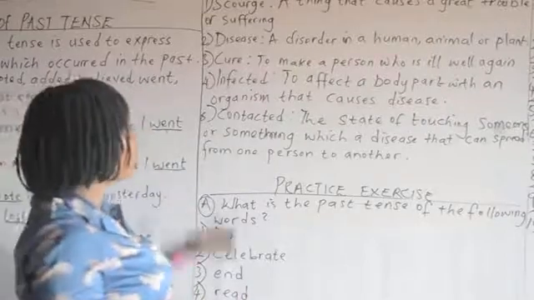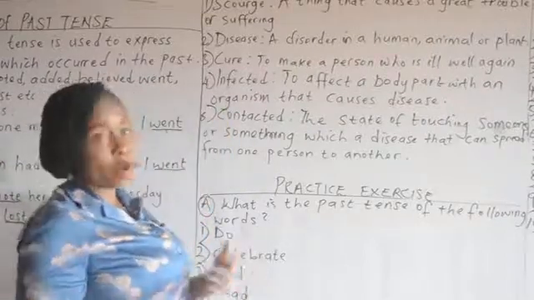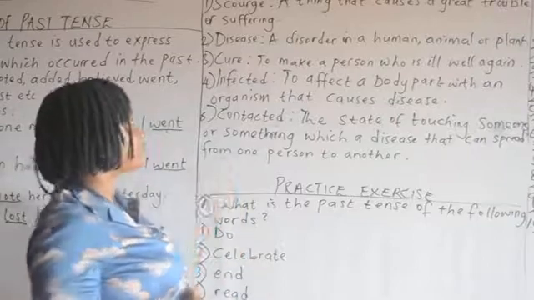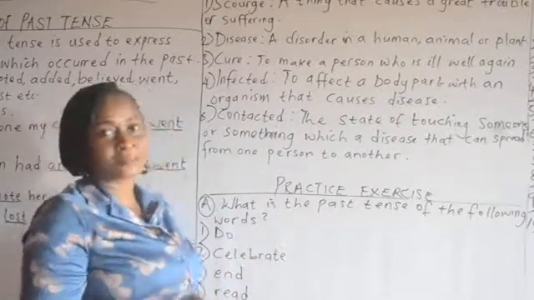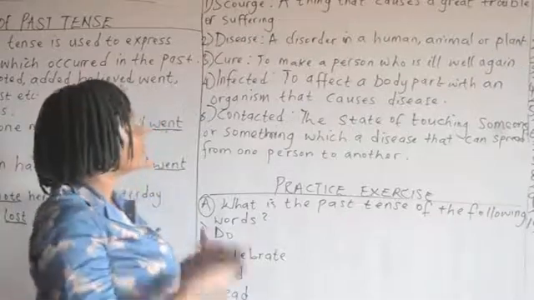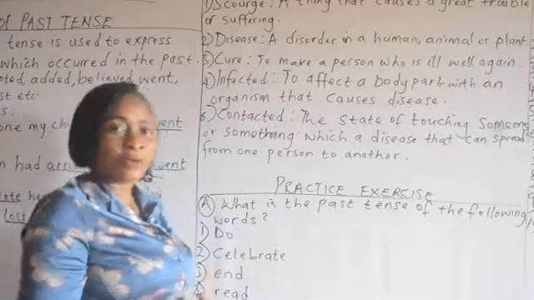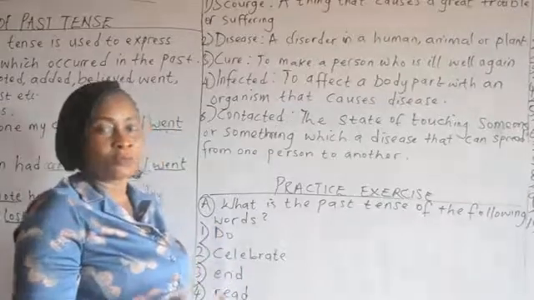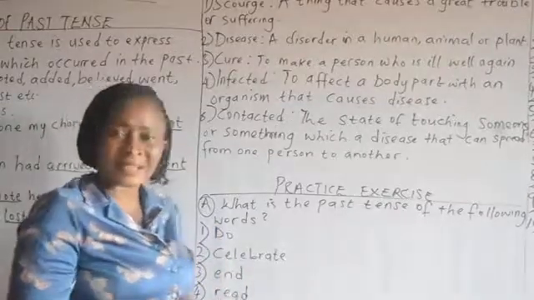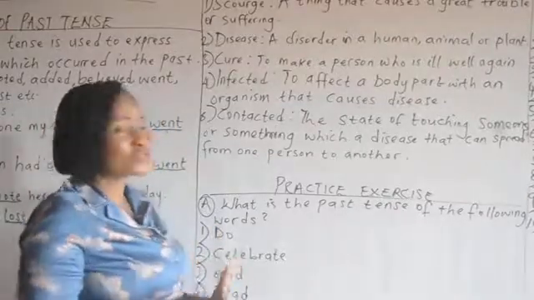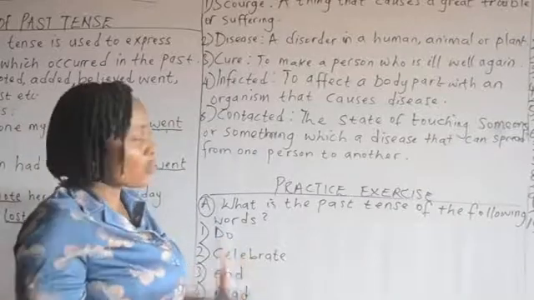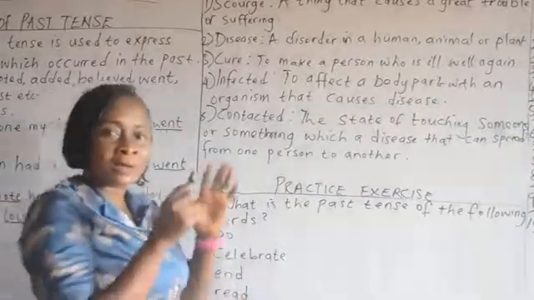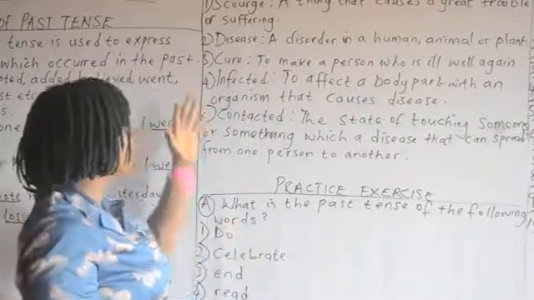Cure. Cure is the opposite. It's just like the opposite of the word disease. To cure means to make a person who is ill well again. To cure means to make a person or an animal or even a plant that is not okay, that has a disease, to be okay again, to be in the right order again. So that is the word cure.